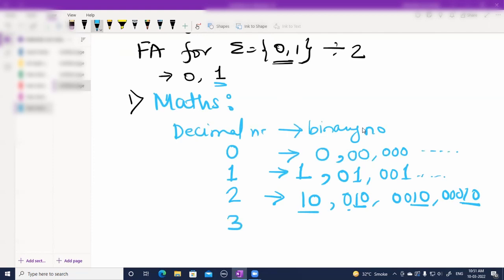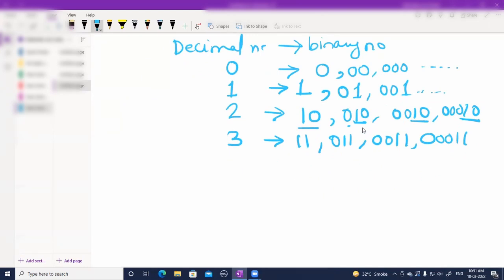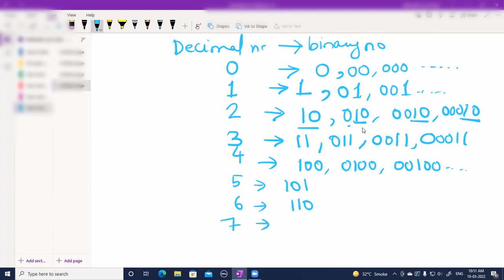Now we have number 3. Number 3 can be represented as 11, or it can be written as 011, or 0011, or 00011, and so on. Then number 4. Number 4 is represented by 100, or 0100, or 00100, and so on. Number 5 will be 101. Number 6 will be 110. Number 7 will be 111. Number 8 will be 1000.